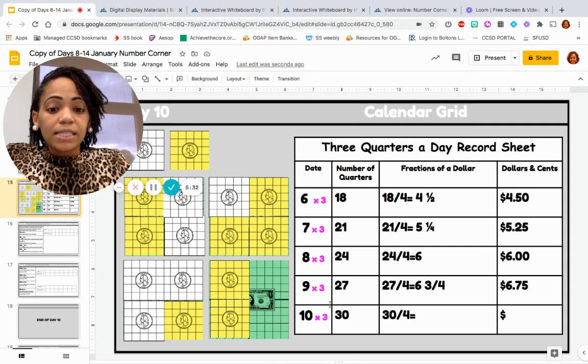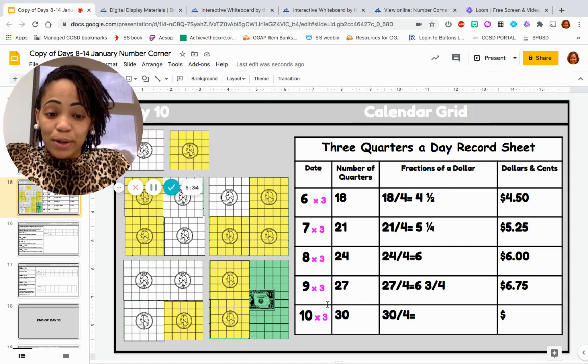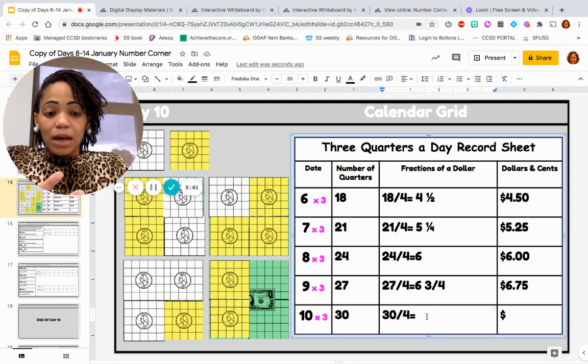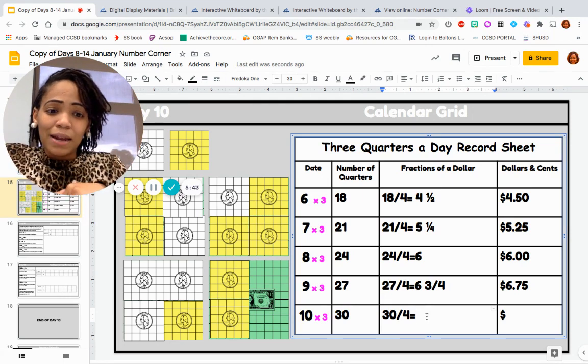Awesome. All right, so day 10, we added another 3/4. So 10 times 3 is 30. It gives us 30/4. So how do we simplify that? What's 30 divided by 4?